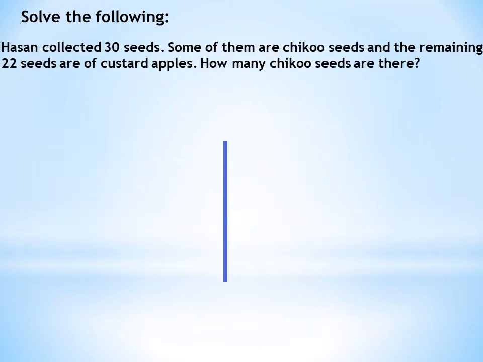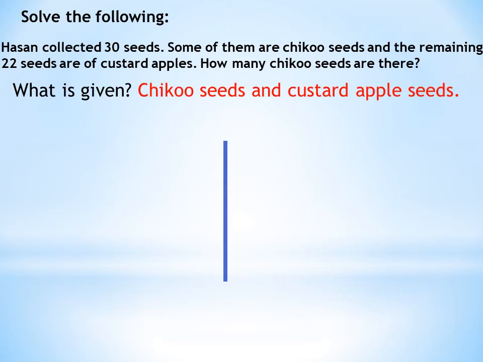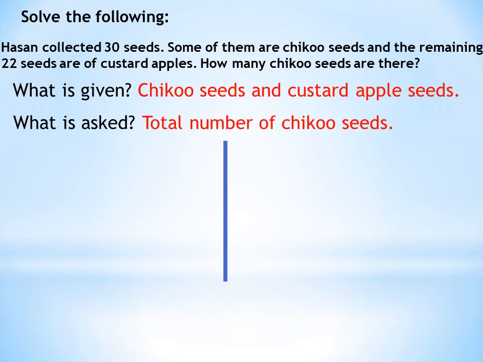Hassan collected 30 seeds. Some of them are chiku seeds and the remaining 22 seeds are of custard apples. How many chiku seeds are there? So students, what is given? Chiku seeds and custard apple seeds. What is asked? Total number of chiku seeds.